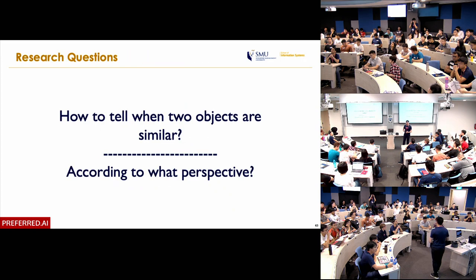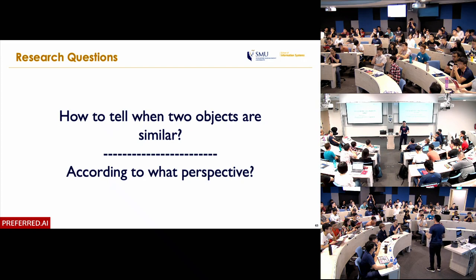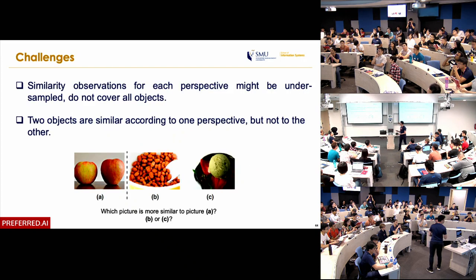So the question I want to ask and find the answer to is how to tell when two items are similar according to what perspective. A perspective here could be an aspect or a concept, or could be a user, because we are not really the same. We are all different, so we have different perspectives. So that is the research question.